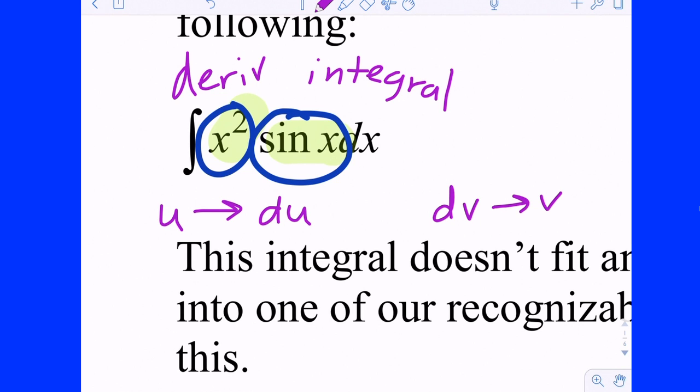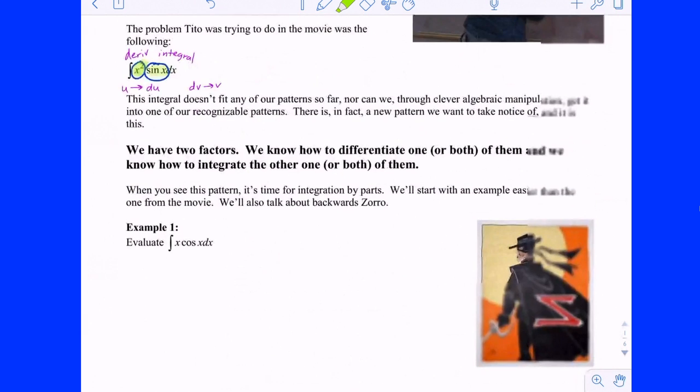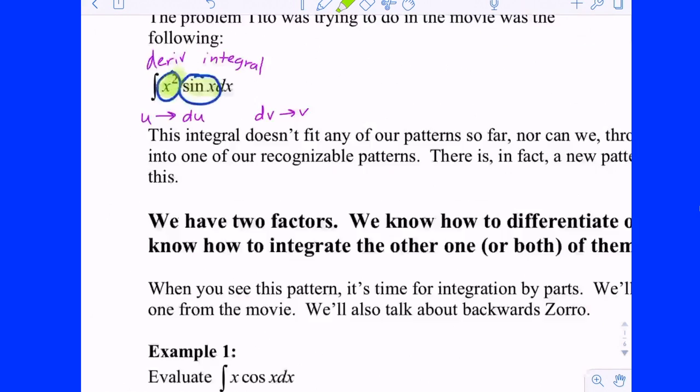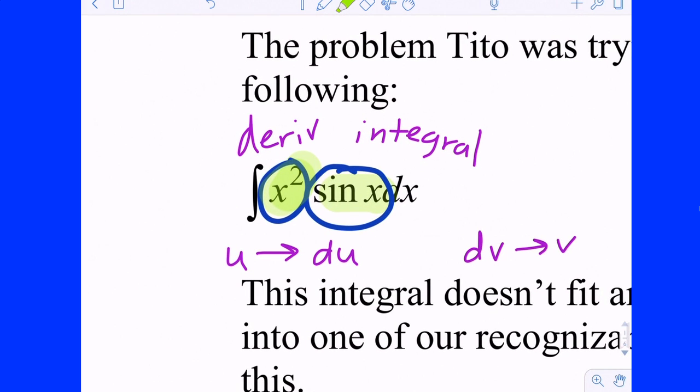So if you have the choice, you're going to want to choose your polynomial term to be u. And why? Because what happens when you take the derivative of x squared? It becomes 2x. It makes it simpler. What's the derivative of 2x? 2. What's the derivative of 2? 0. You'll hit 0. If you were taking the integral of x squared, you would get one third x cubed, so you're making it a little more complicated. So if you have the option, you're going to assign u, the one you're differentiating, to the polynomial term.